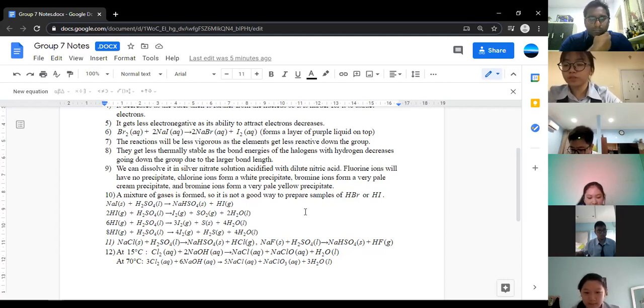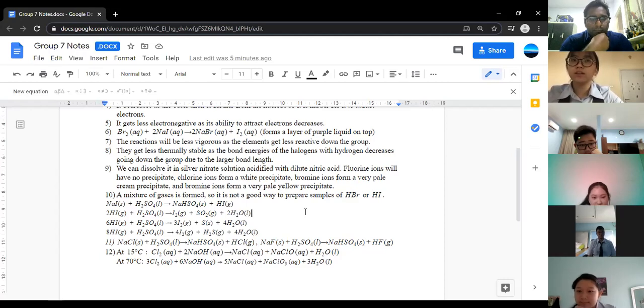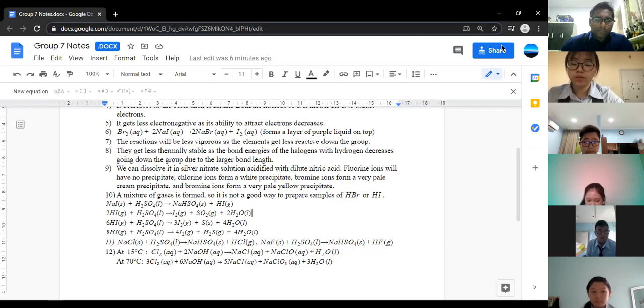So let's talk about disproportionation reactions. It's a redox reaction in which an element gets both reduced and oxidized in the same reaction itself. Now the element chlorine undergoes a disproportionation reaction with sodium hydroxide. And when you're using a cold alkali, which is at 15 degrees Celsius, you will get sodium chloride, sodium chlorate, and water as a product of chlorine reacting with sodium hydroxide at 15 degrees Celsius.